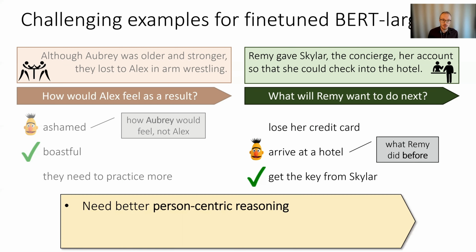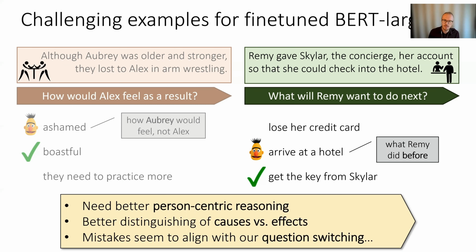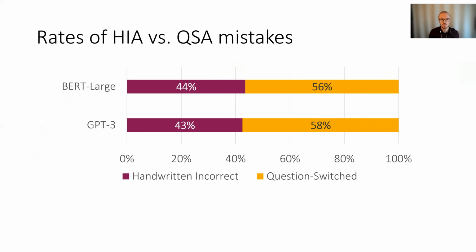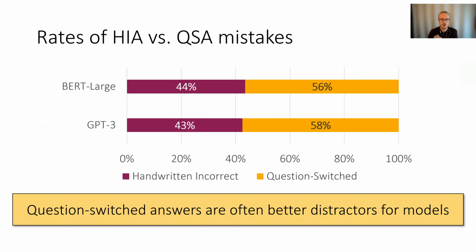And so these examples illustrate the need for better person-centric reasoning, as well as better distinguishing of the causes versus effects of situations. And interestingly, these mistakes kind of seem to align with our question switching dimensions, where we switched out who the question was about, or whether it was before or after the situation. And so we can empirically quantify this a little bit more by looking at the rates of mistakes that models make when they select handwritten incorrect answers versus question switched answers. And what we see here is that the question switched answers are often a little bit better distractors for models, and they tend to be picked a little bit more compared to the handwritten incorrect answers, which is really interesting.